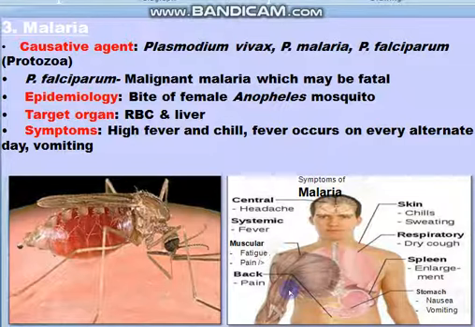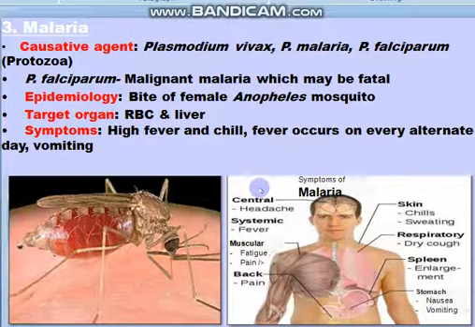This diagram shows different symptoms of malaria: a person feels chills, and then after the fever there is sweating, there is dry cough also, and in severe cases there is enlargement of liver and spleen, and sometimes the person feels nausea and vomiting, there is headache, and then fatigue and back pain. These are some of the symptoms which a person feels during malaria.